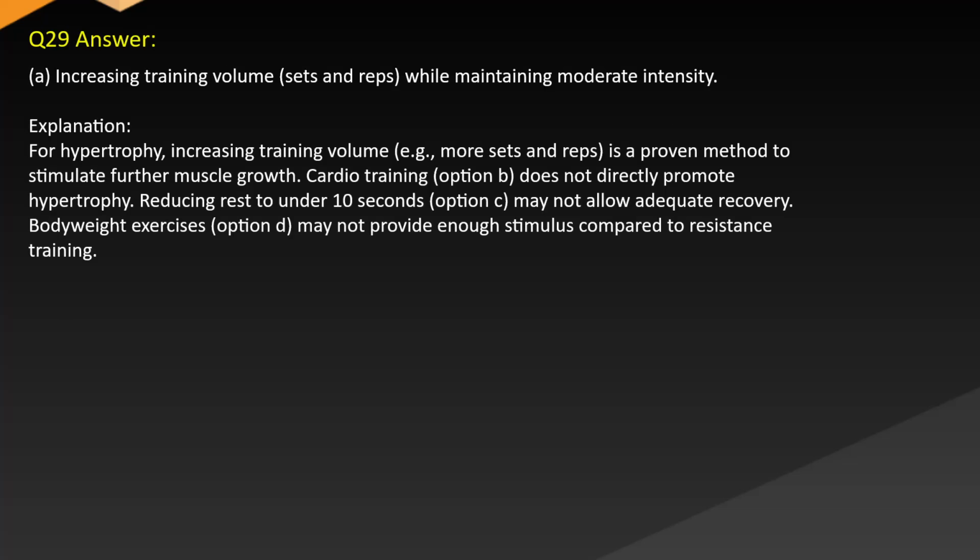Answer A. Increasing training volume, sets and reps while maintaining moderate intensity. Explanation: for hypertrophy, increasing training volume, e.g., more sets and reps, is a proven method to stimulate further muscle growth. Cardio training, option B, does not directly promote hypertrophy. Reducing rest to under 10 seconds, option C, may not allow adequate recovery. Bodyweight exercises, option D, may not provide a sufficient stimulus compared to resistance training.